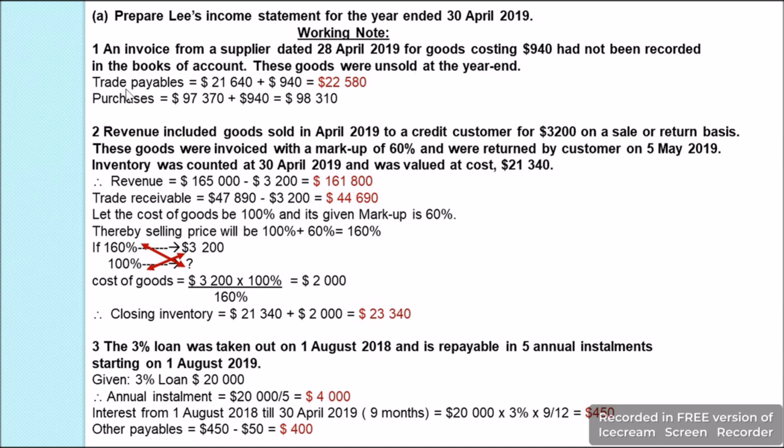So for this, we are going to take the trade payables and add this $940. Trade payable value was given as $21,640. To this we add $940, and we get the trade payable as $22,580. Furthermore, as this was not added to the purchases, because it has a twofold double entry effect, one will be in the trade payable which has to be increased, the other will be the purchases which have to be increased. So the purchases was given as $97,370. To this we add this $940. We get the purchases now as $98,310.